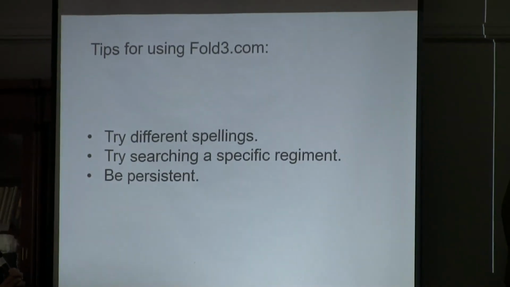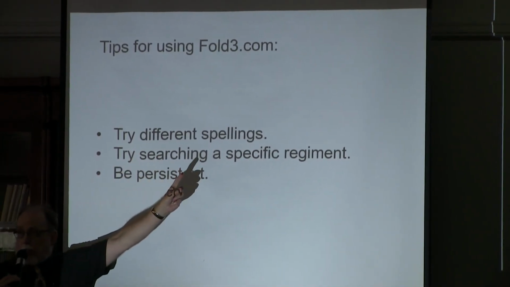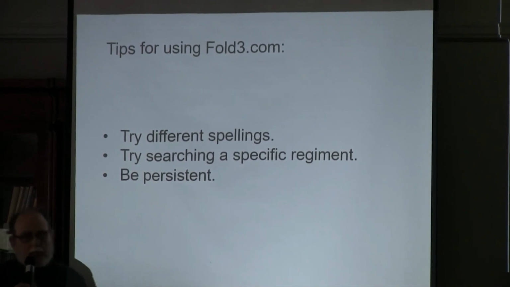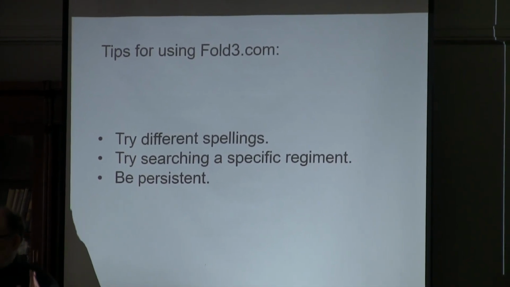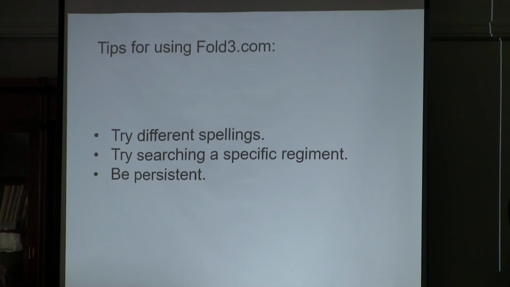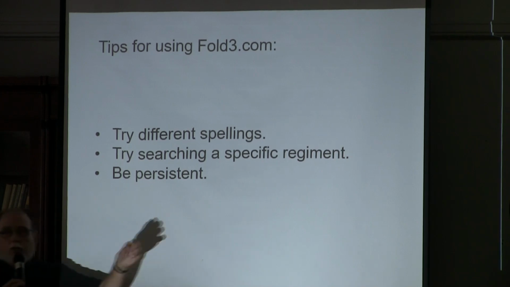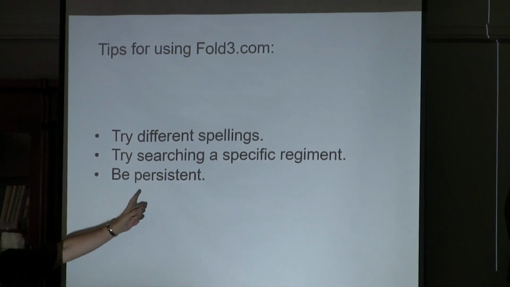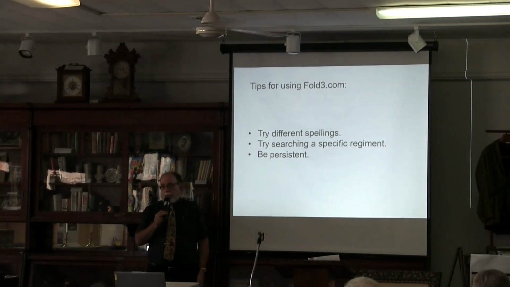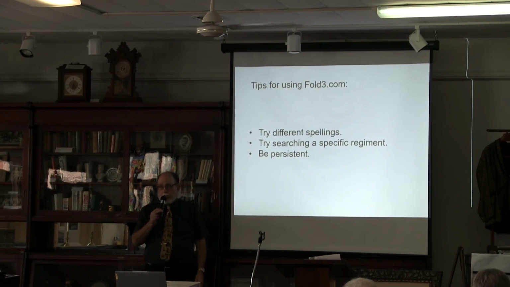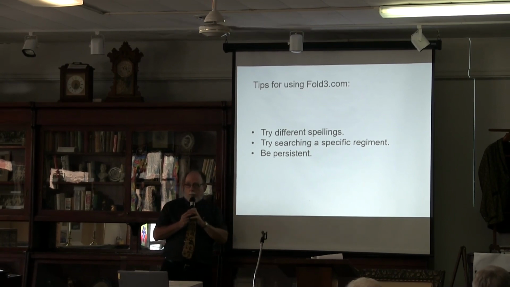So when you're using Fold3, three main tips. Try different spellings. Sometimes the spelling is kind of creative, shall we say, or that's what somebody read, a creative take on it. Then, try searching a specific regiment. If you can't get in through the names, try searching a specific regiment. And then, be persistent. I wanted to throw up my hands in frustration several times, just searching for Mr. Hempstead. But it was worth it in the end.